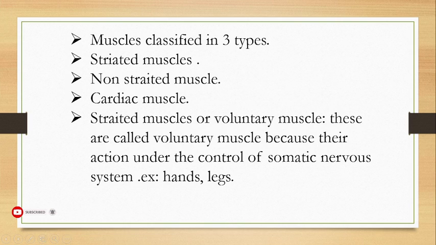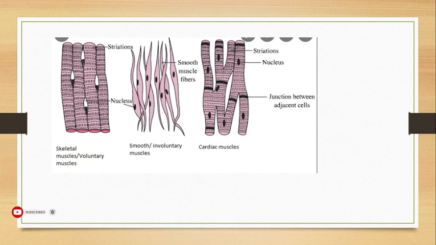Next, the muscles are classified into three types: striated muscles or voluntary muscles, non-striated muscles or involuntary muscles, and cardiac muscle. Striated muscles are called voluntary muscles because they are under our control. For example, our hands and legs do activities, meaning they are under our control. These are the striated muscles.